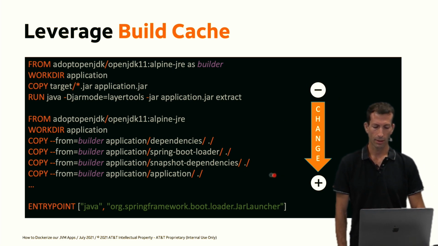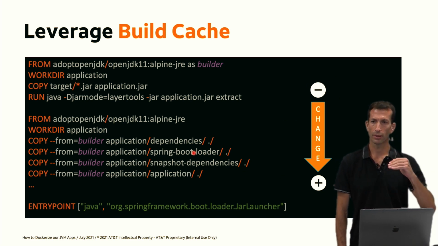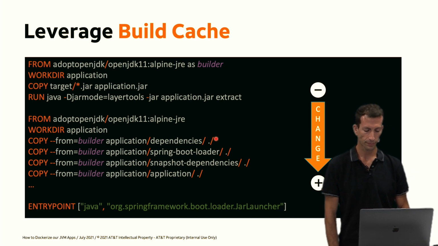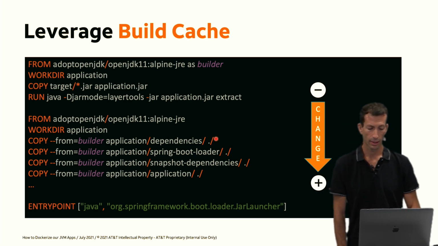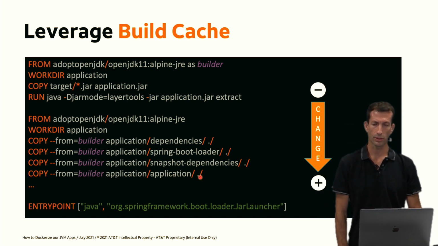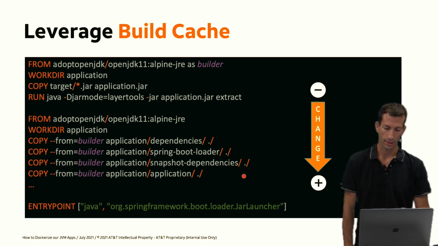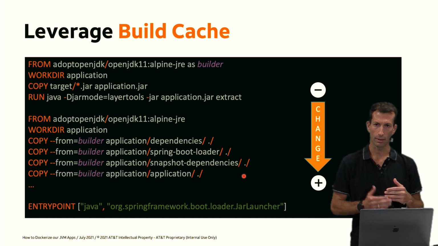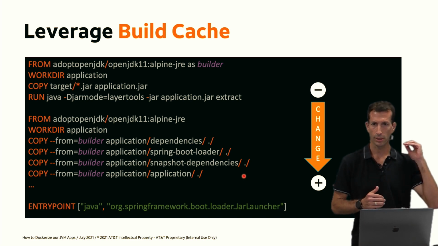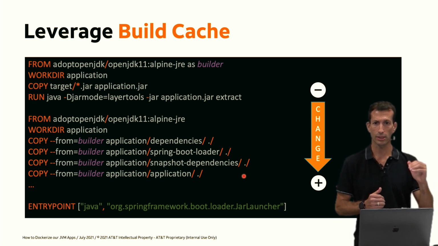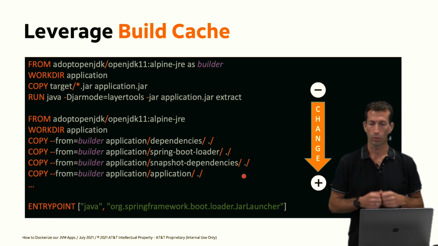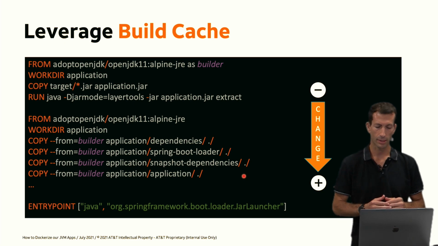As you can see from here, I put the copy instructions one after the other, from the layer that changes the least frequently to the layer that changes the most frequently. And why is that? That's because the Docker cache works like this. Once there's a cache bust, so once the cache is invalidated, all the instructions from there down will not use the cache.